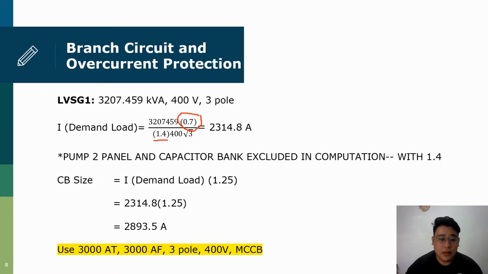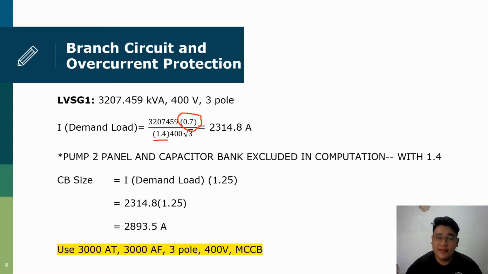Since this is a high-rise, we use a diversity factor of 1.4, which gives us 2,314.8 amperes. Pump to panel and capacitor bank are excluded in the computation with the 1.4 diversity factor. For the circuit breaker size, we multiply this current demand load by 1.25.